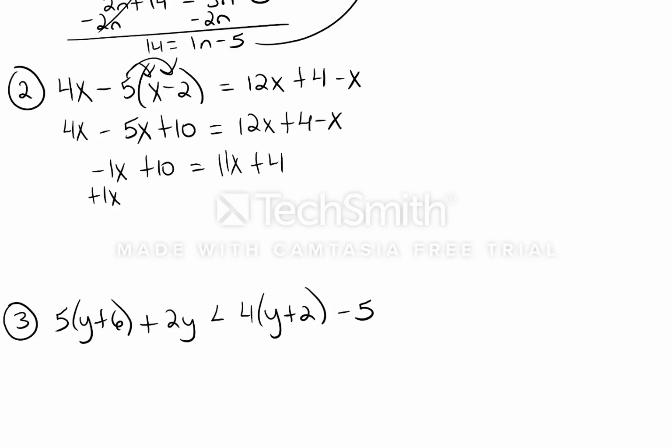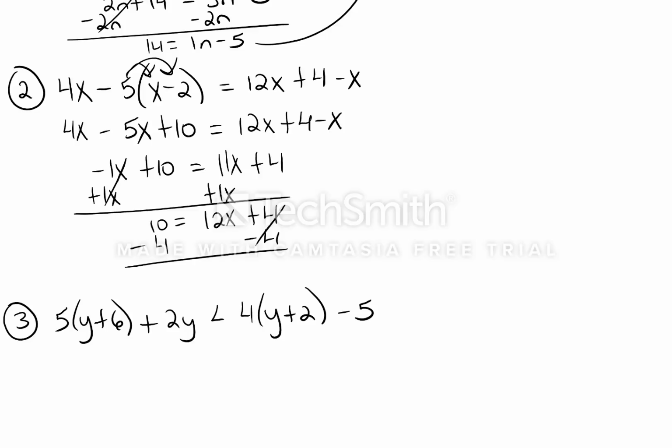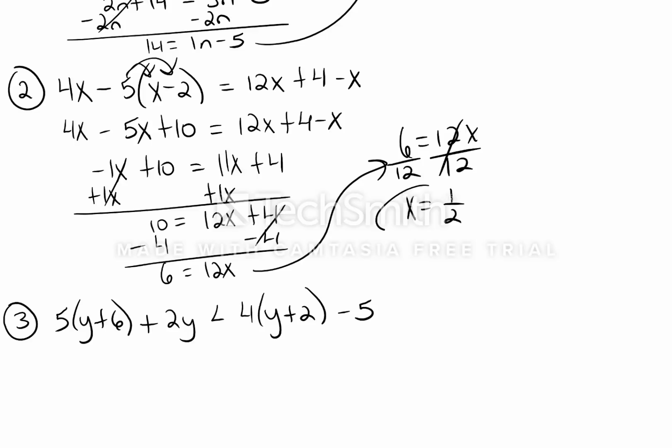The 11 came from combining the 12x and the minus x. Now I need to get the x's to one side, so I'm going to add 1x to both sides, and I get 10 equals 12x plus 4. Get your constants now on the same side, so subtract 4 from both sides, add down, you get 6 equals 12x. Again, ran out of room, so we're going to move over to the side. Now you need to divide by 12 to solve for x, and x equals 1/2.